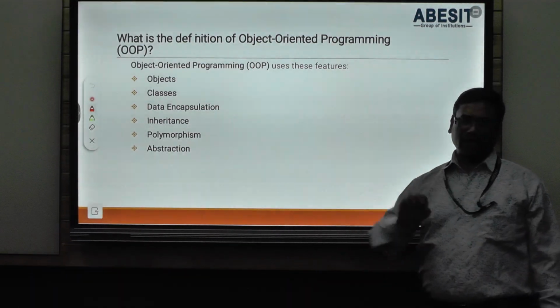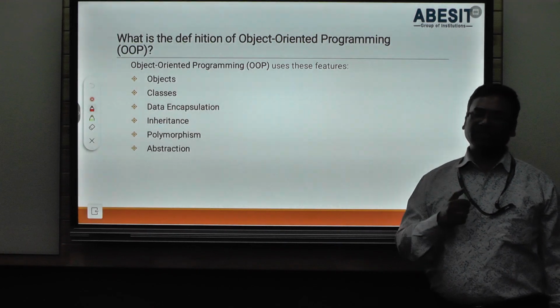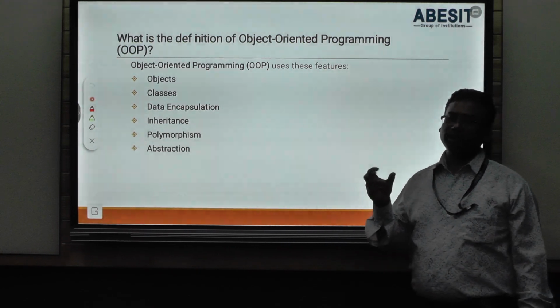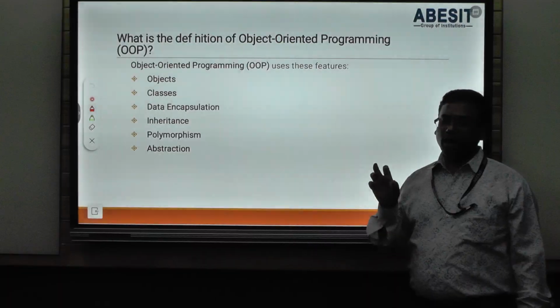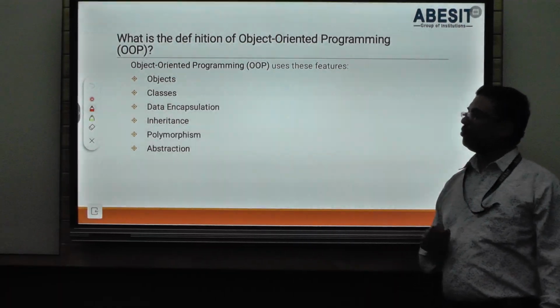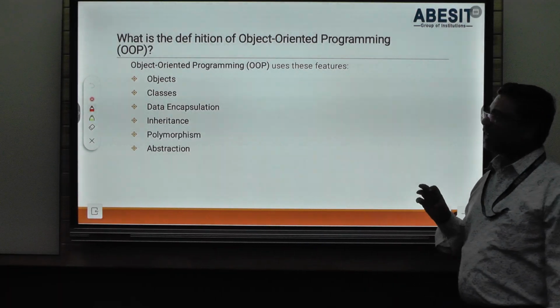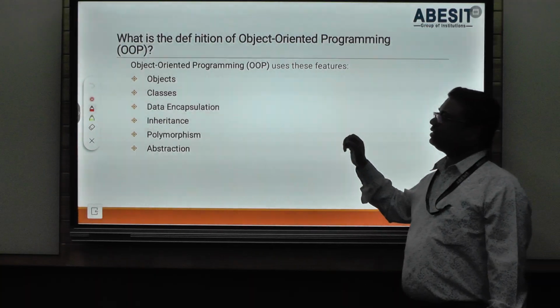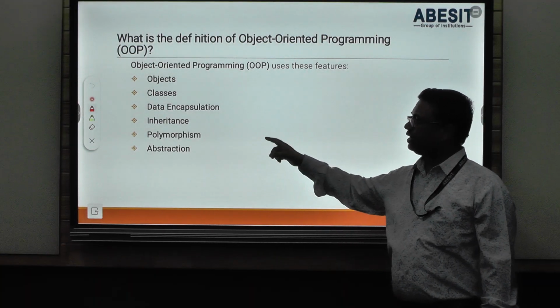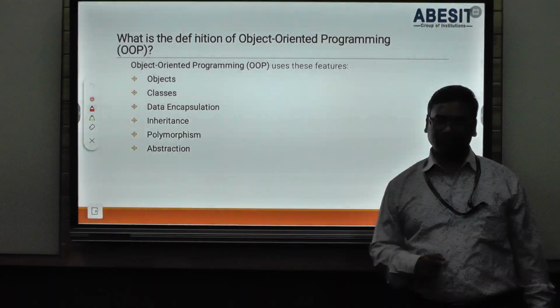Now, these are the 6 features. These are also called the pillars to support object-oriented programming. These features are objects, classes, encapsulation, inheritance, polymorphism, and abstraction.